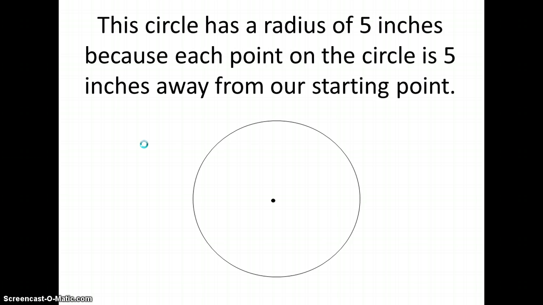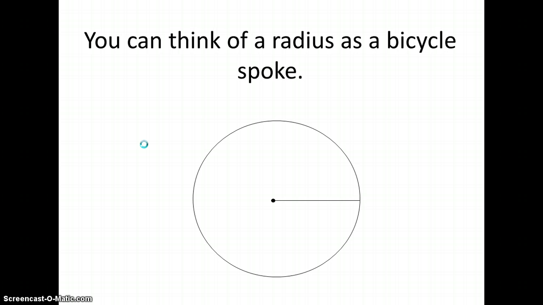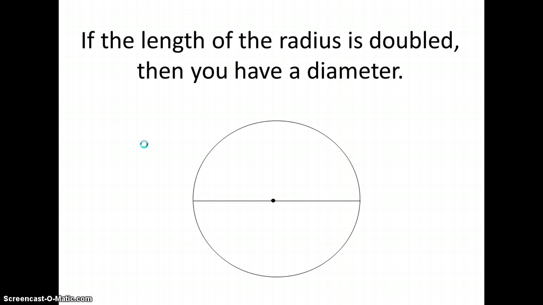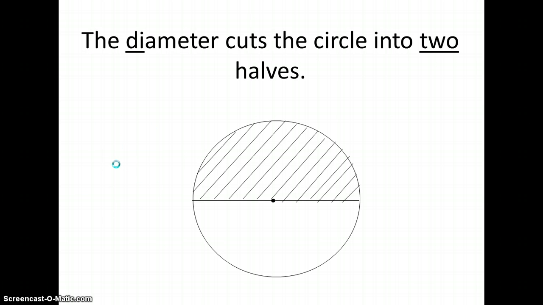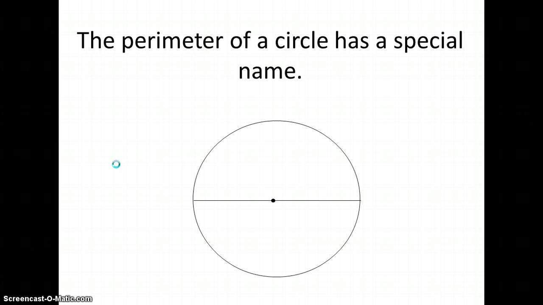This circle has a radius of 5 inches because each point on the circle is 5 inches away from our starting point. And you can think of the radius as a bicycle spoke. It goes around and around the circle, but it does not change size. If the length of the radius is doubled, then you have a diameter. So, the formula for the diameter of a circle is the radius times 2, or diameter equals 2r. Write this down in your summary. The diameter cuts a circle into 2 halves, 2 equal halves.